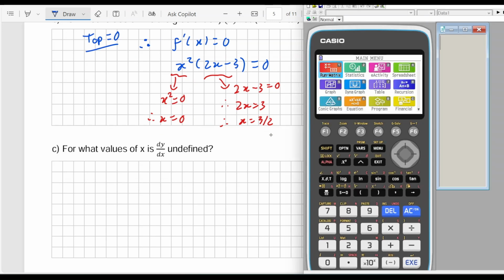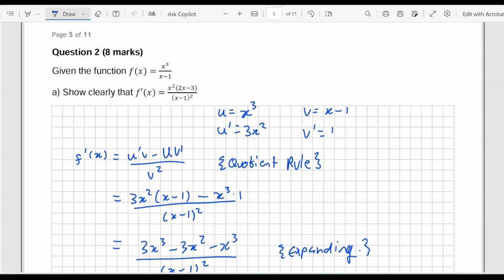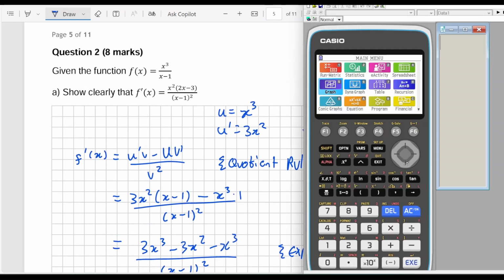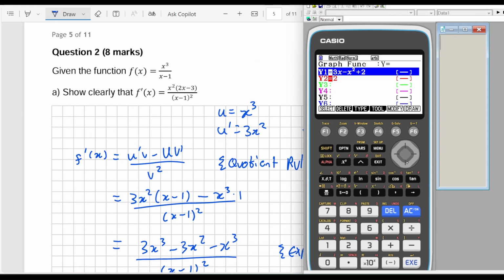Now what we should do is actually graph this original function, x cubed over x take 1, and then we'll have a look at what's in there. So just to delete out any old stuff you've got in there, pop in a fraction. I might as well do it in there. X cubed over x take 1. Graph that.